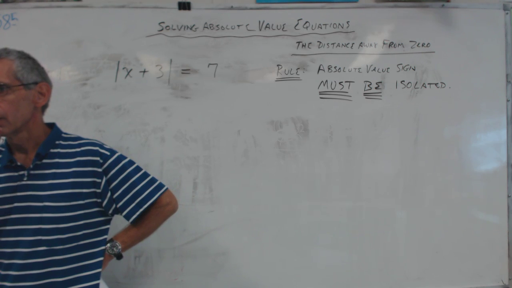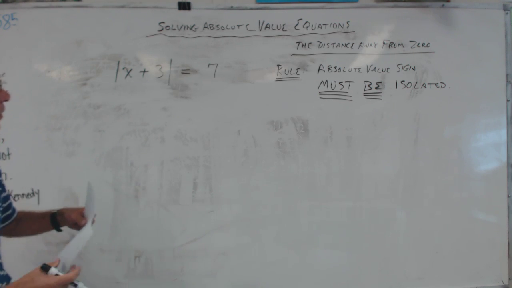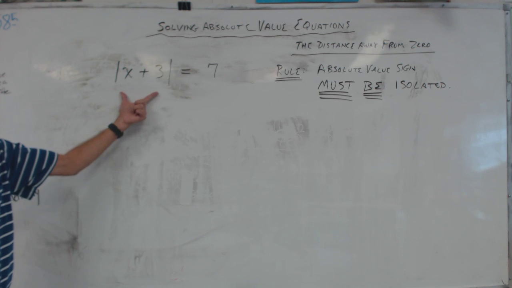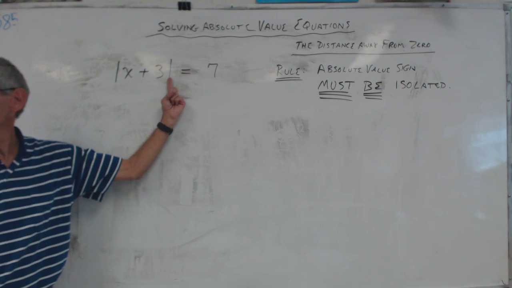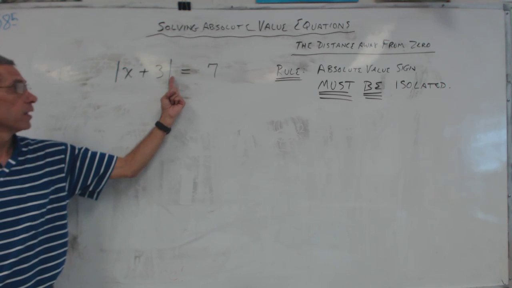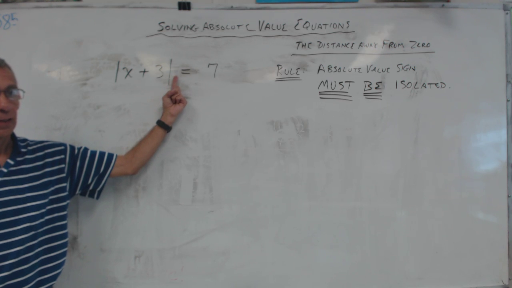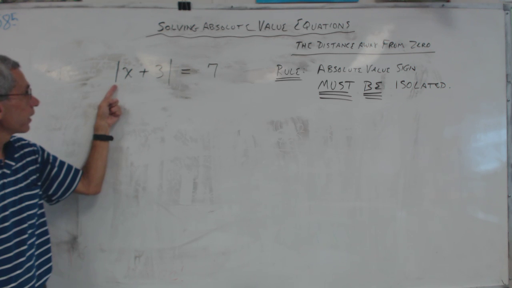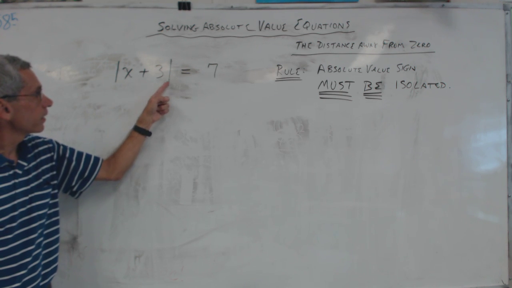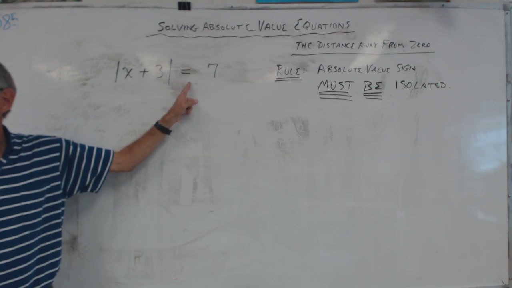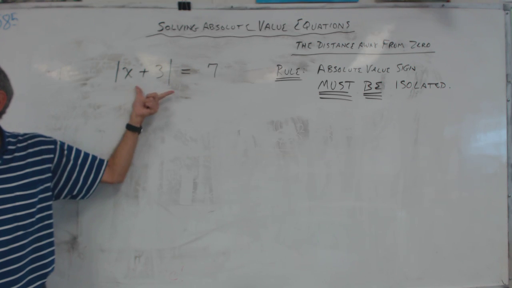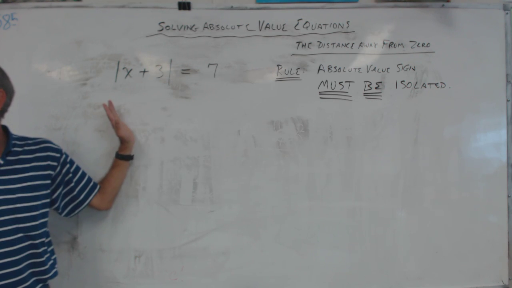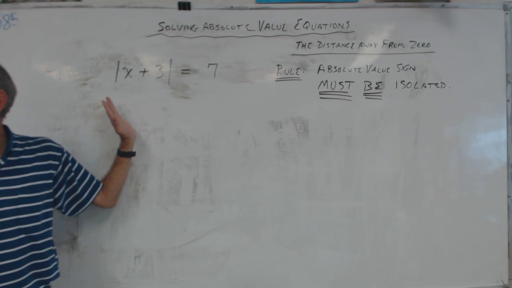Yes, like you're alone. All by itself, right? All alone. I cannot have a plus two right here. Everybody look. I can't have a five right here. I've got to have just the absolute value sign with whatever's inside it, followed by an equal sign. It's all alone on this side of the equal sign. There's nothing else. Is that clear?